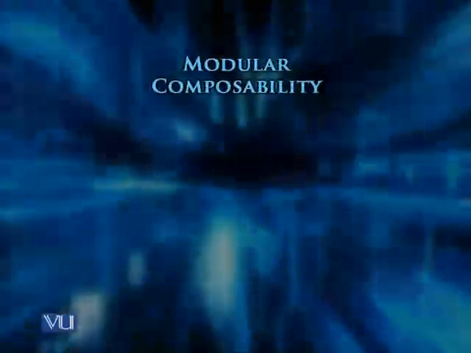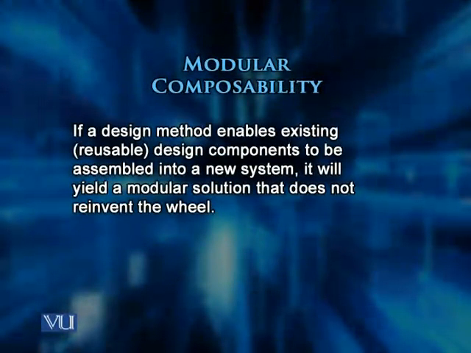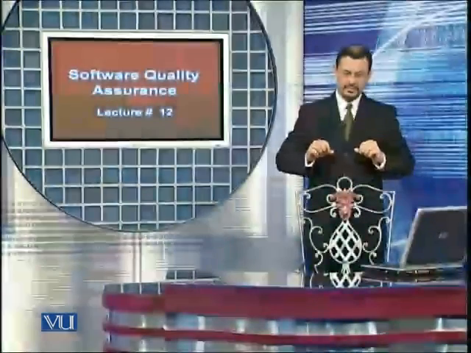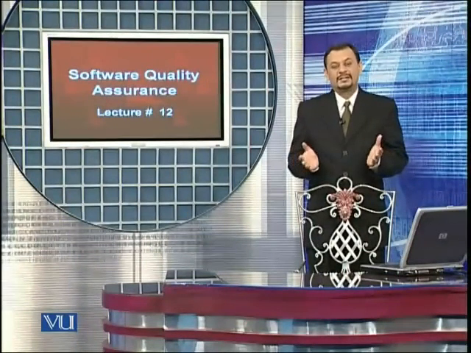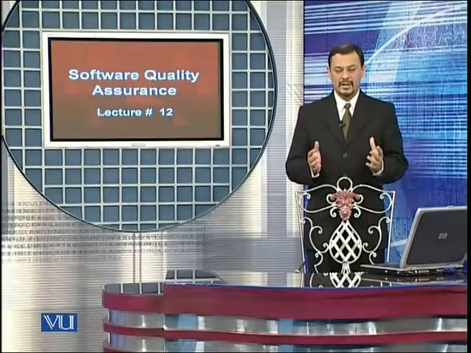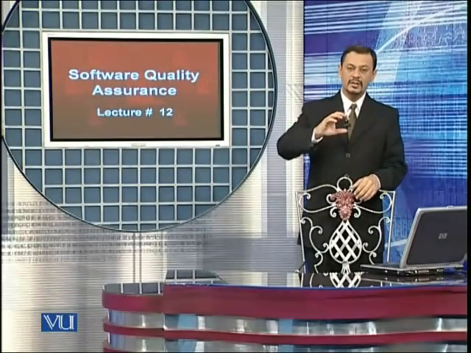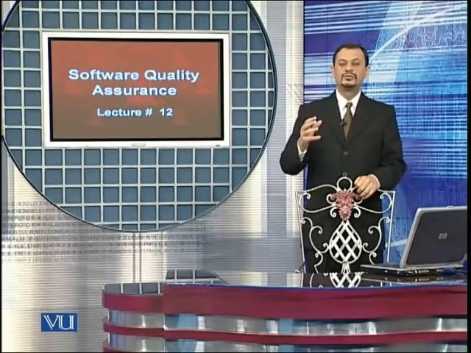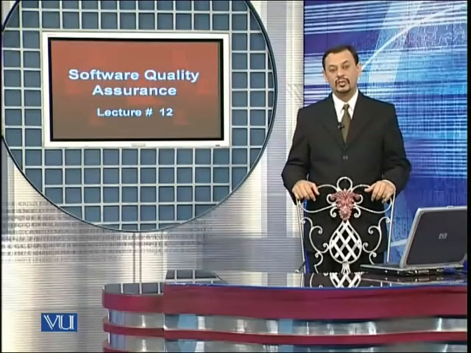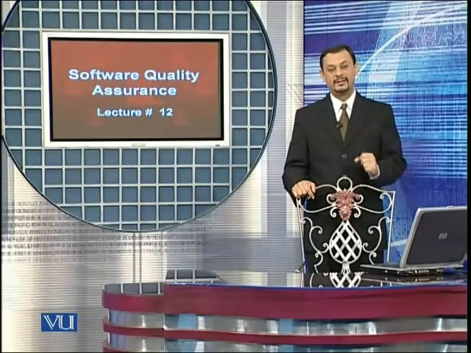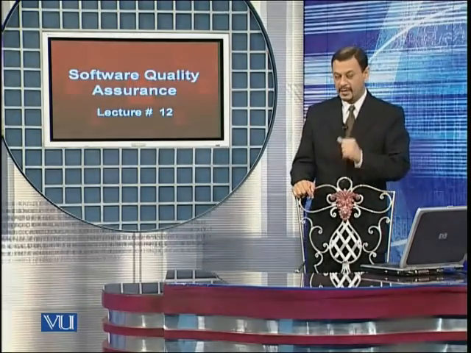The next is modular composability. That is, if a design method enables existing design components to be assembled into a new system, it will yield a modular solution that does not reinvent the wheel. Let's say you have lots of components, all at the most refined level, and then you combine some of them to add some abstraction. So it's like a reverse process. And if a method allows you to combine or compose larger systems out of an existing set of small components, then this allows you to follow that design principle, that the design should not reinvent the wheel. See, everything is coming together.